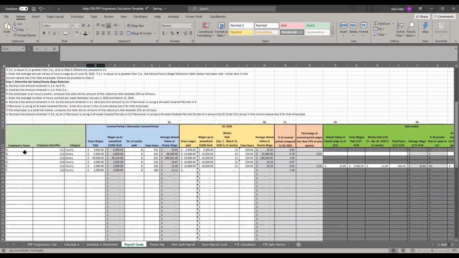So the first item you're going to insert here is the employee's name, their employee identifier. So if they have a payroll identifier that's unique to each employee, and then also the category. So if they are hourly or salary. Then your covered period, you're going to enter your gross wages by employee for the covered period. This is going to determine a cap based on the 100,000 and then the covered period that you have selected. And then also the number of weeks paid and the total hours they worked in the period.